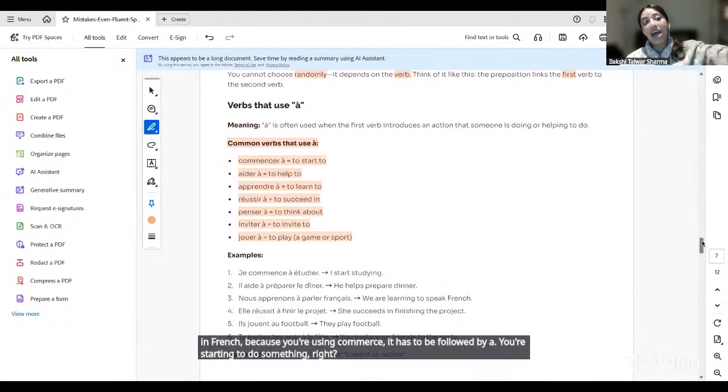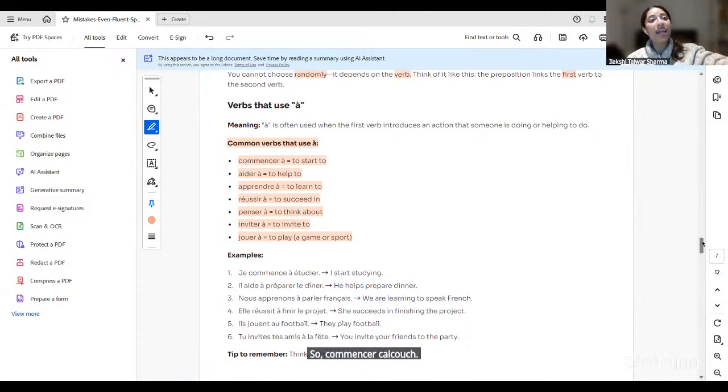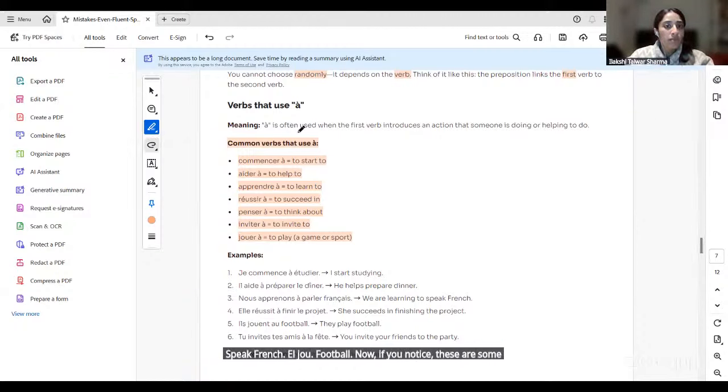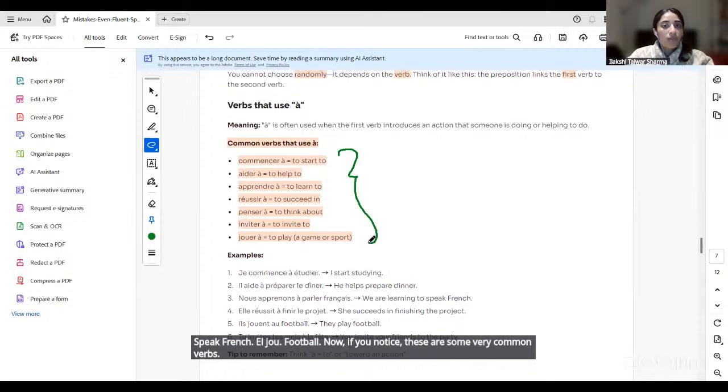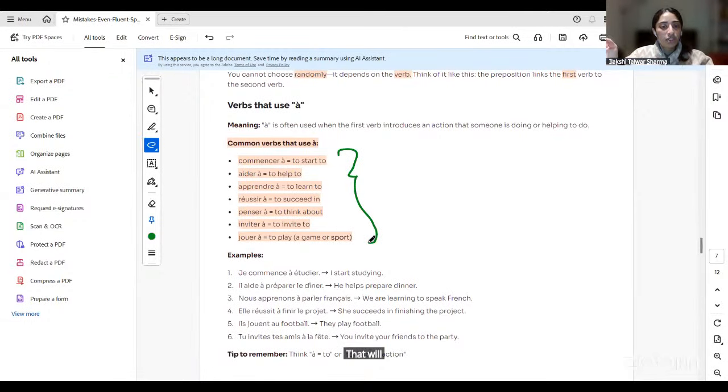So, commencer à faire quelque chose. So, je commence à étudier. Il aide à préparer le dîner. He is helping to prepare dinner. Nous apprenons à parler français. We are learning to speak French. Il joue au football. Tu invites tes amis à la fête. Now, if you notice, these are some very common verbs that will have à after it.